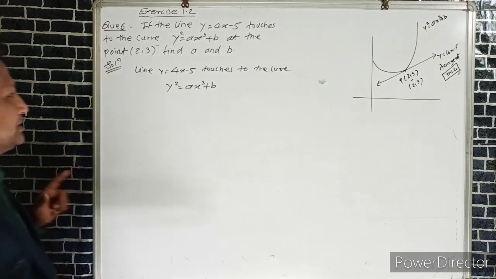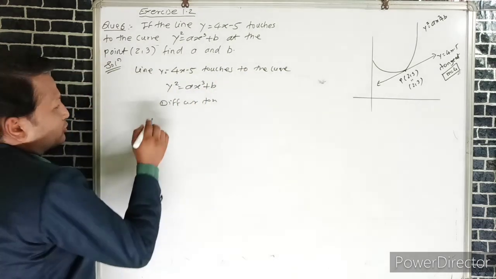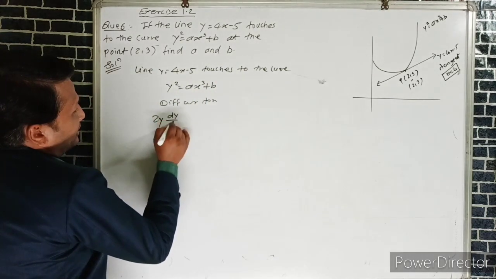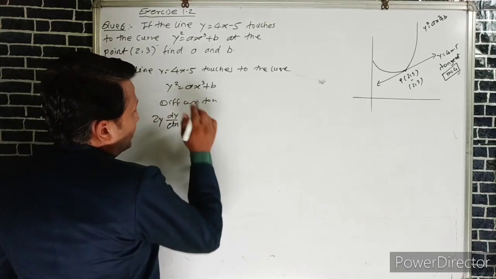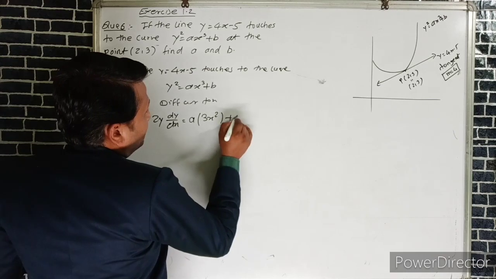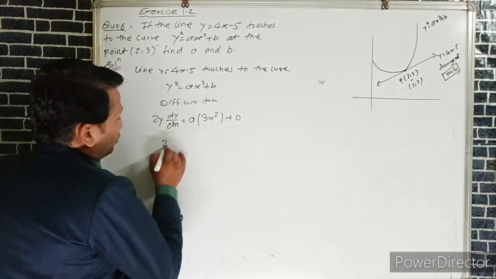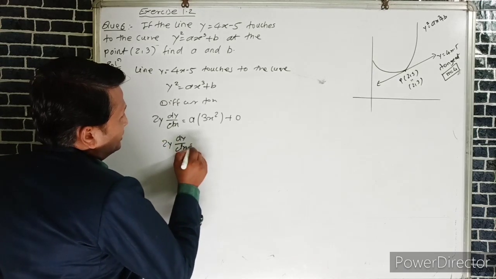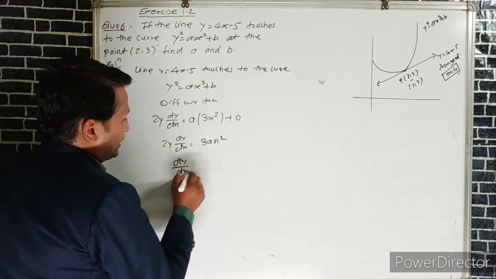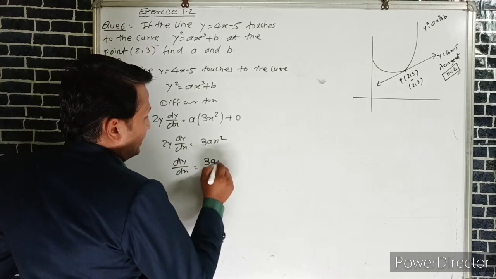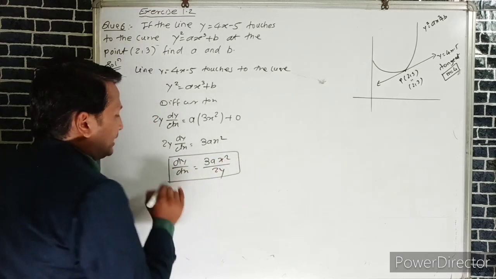So if we differentiate this curve with respect to x, we get 2y dy/dx = a times the derivative of x³, which is 3x², and the derivative of b, which is a constant, is 0. Hence we can write 2y dy/dx = 3ax², so dy/dx = 3ax² / 2y.